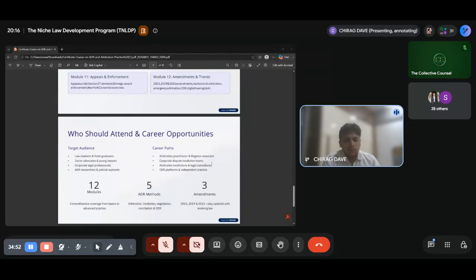So whether you are going for a law firm job or starting your independent practice, this will help a lot, or maybe you are going for your normal in-house role. There also this is very important. And down the line, whenever new laws come up, definitely this will be one of the important mechanisms which is going to help us.